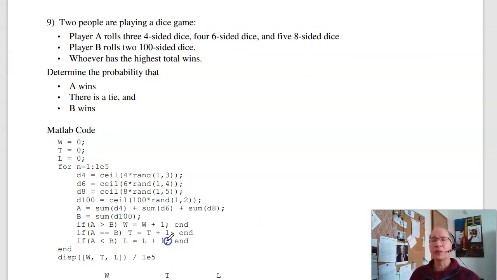And the last one is kind of similar. Suppose I have 2 people playing a game. A rolls the dice from problem 8: 3 4-sided dice, 4 6-sided dice, 5 8-sided dice. B rolls 2 100-sided dice. Add them all up, whoever has the highest total wins. Who are you going to bet on? Well, offhand, I don't know, so I'm going to use MATLAB to determine that.